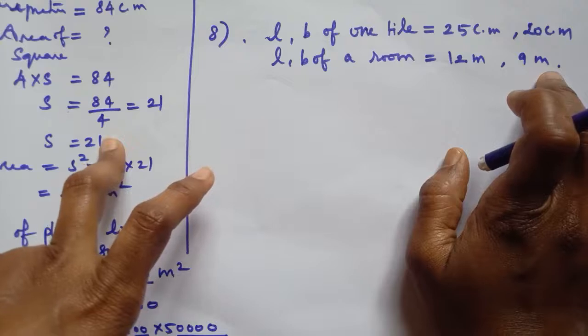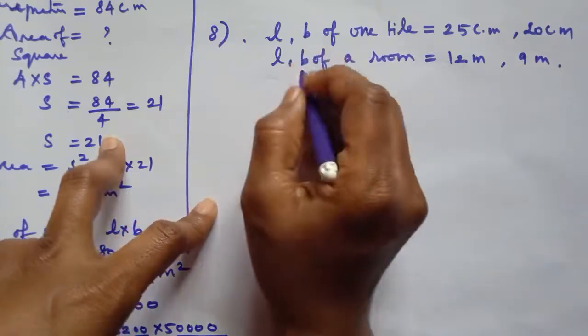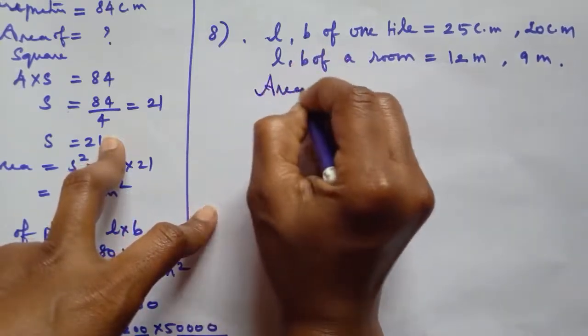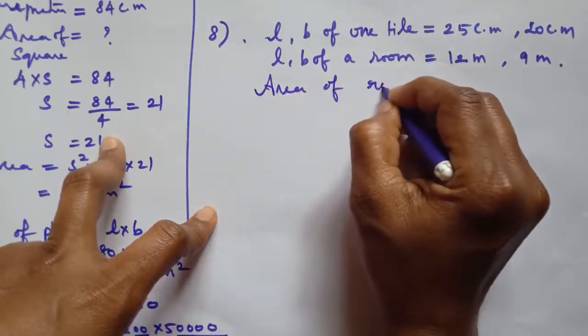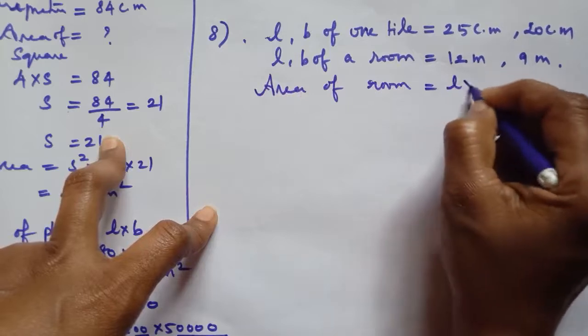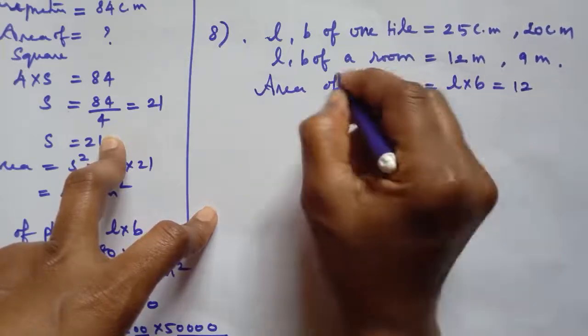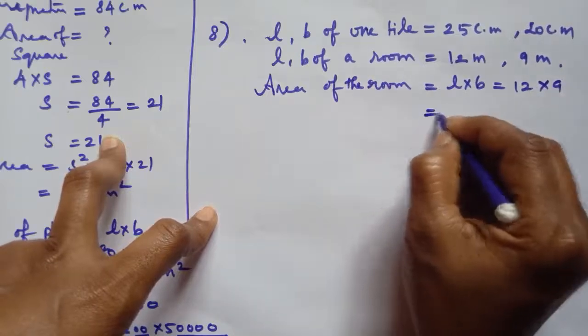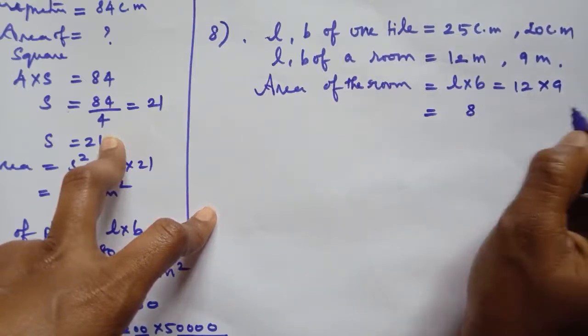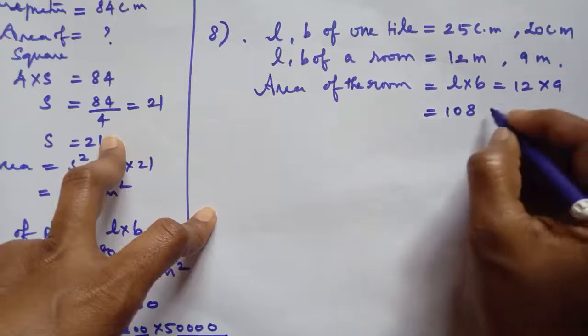Okay, so first you should find the area of the room. Area of the room is equal to L into B, that is 12 into 9. 2 nines are 18, 1 ten, so 108 meter square.